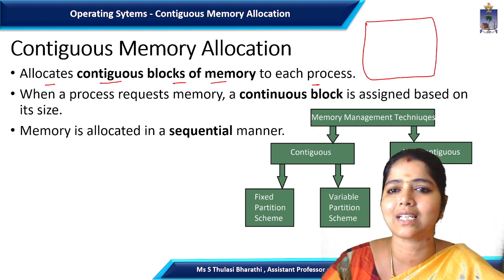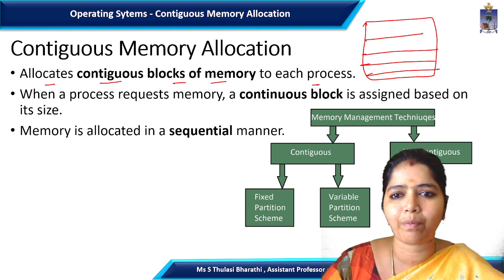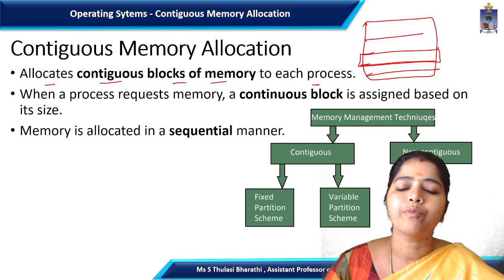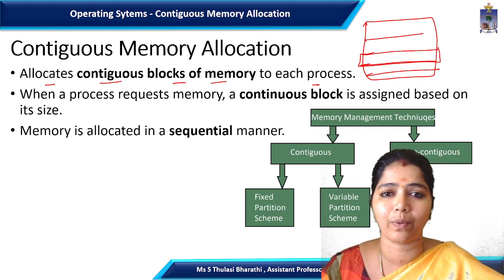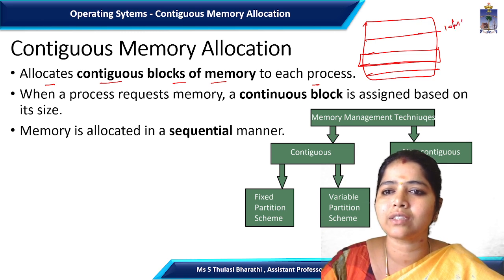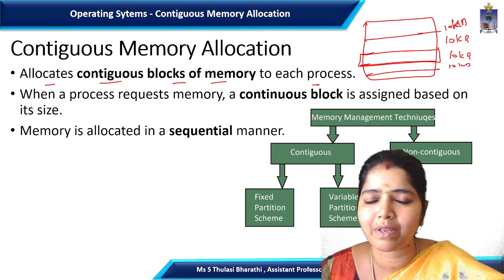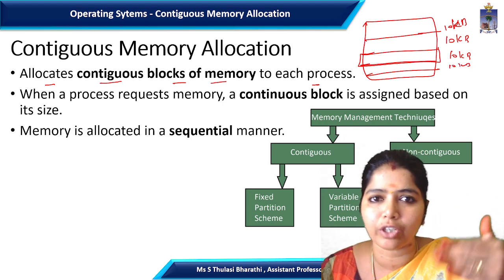Consider this as a memory block, and this as a memory block. For a particular process, this particular memory block will be allocated to do the processing, and that will be done in sequential order. For example, this is 10 KB, this is 10 KB, this is 10 KB, this is 10 KB. Each one will be allocated in a sequential, continuous manner.